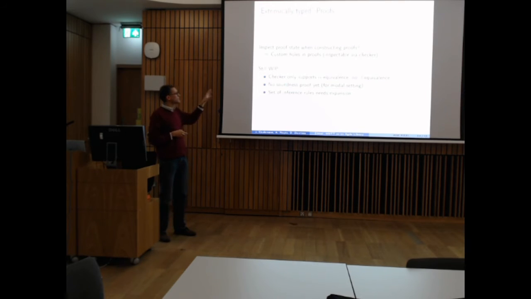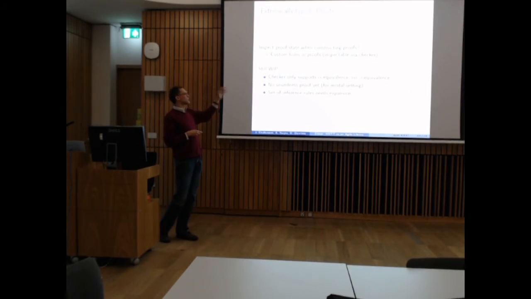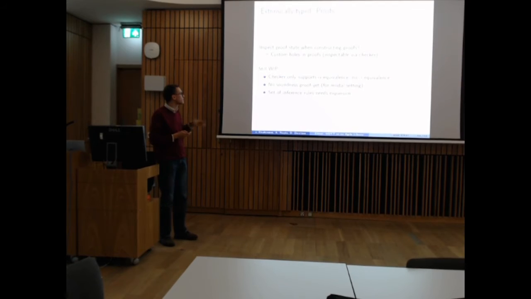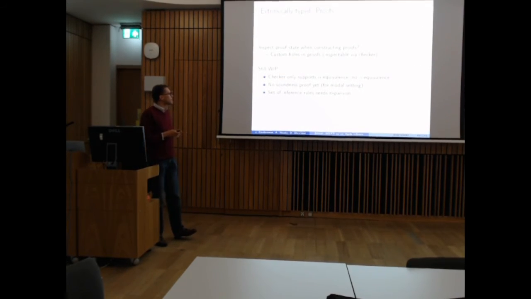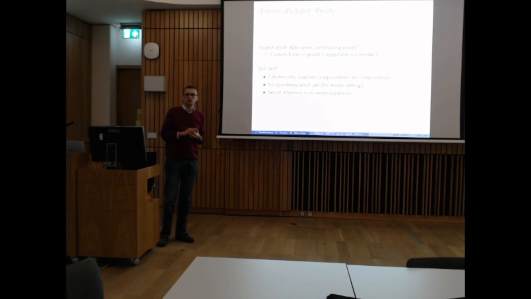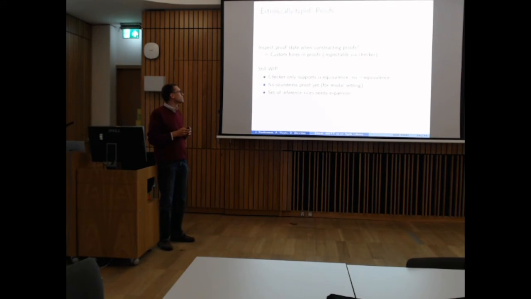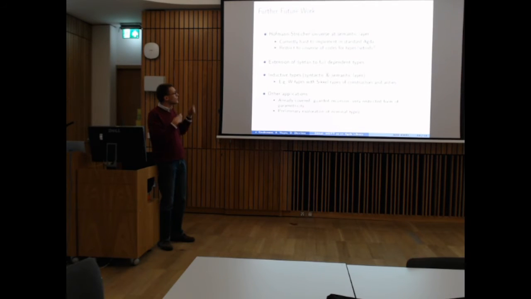What's still work in progress is making the checker support beta equivalence and not only alpha equivalence, providing a soundness proof for the modal system, and expanding the set of inference rules, which is currently quite limited. Other things for future work, but less near future, are looking at the Hofmann-Streicher universe at the semantic layer, and extending the syntax to full dependent types, still thinking about how that can actually be possible.